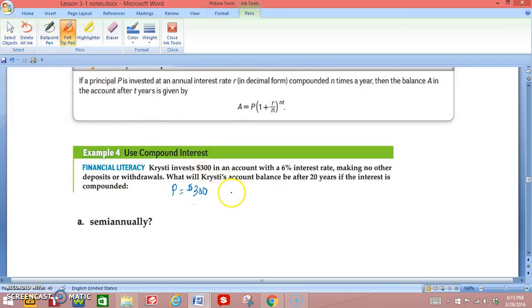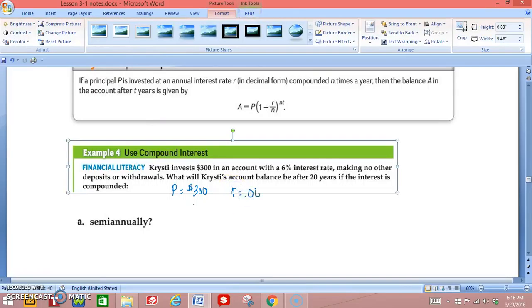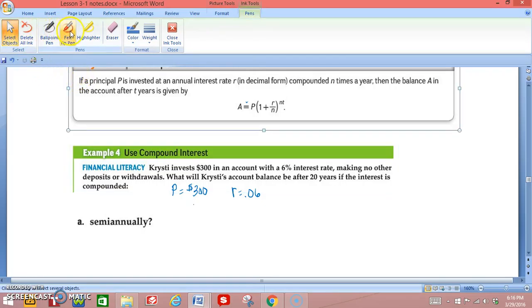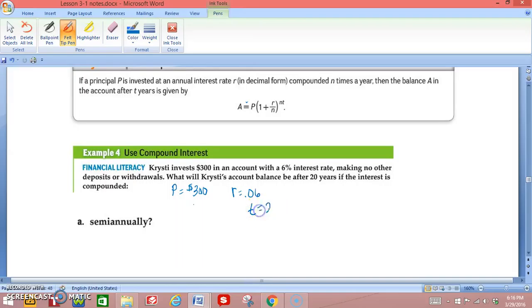Alright, then our interest rate as a decimal, the R, is 0.06. Alright, I'll need to write a little bit below that box. Okay, and then our T is 20 years. Now our N is going to change with A, B, and C. So N is the number of times per year that the interest is compounded. So semi-annually, N would be 2.